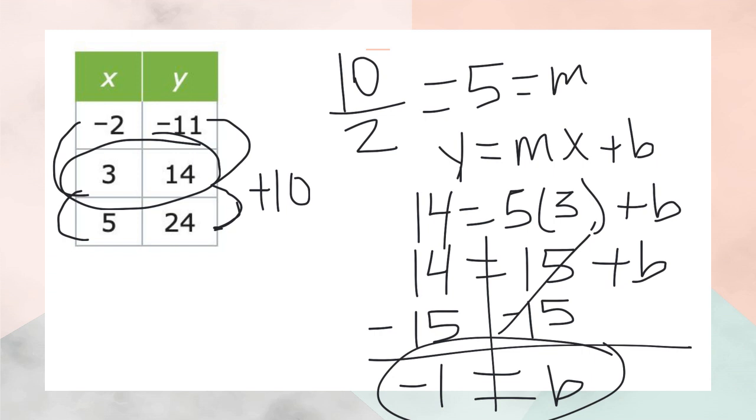Again, this is just another option for how we can find our y-intercept from a table. This right here is the formula way. So if you need a step-by-step way to do it, this is for you.